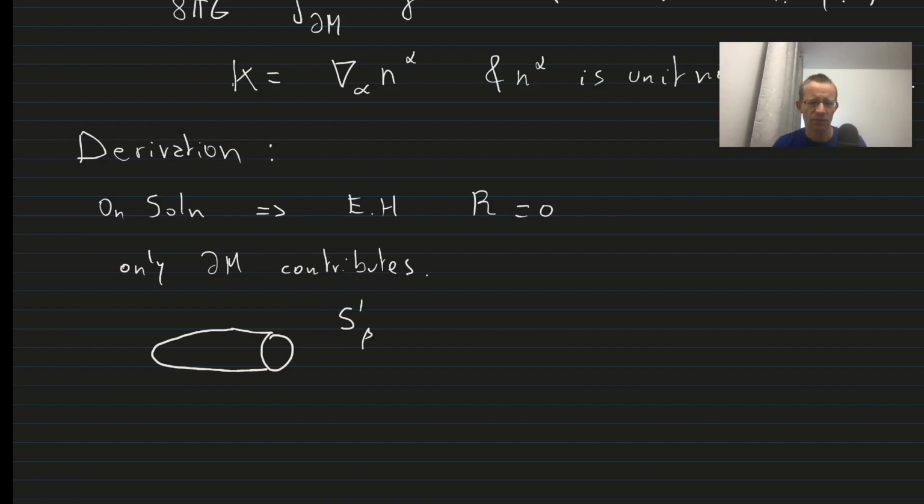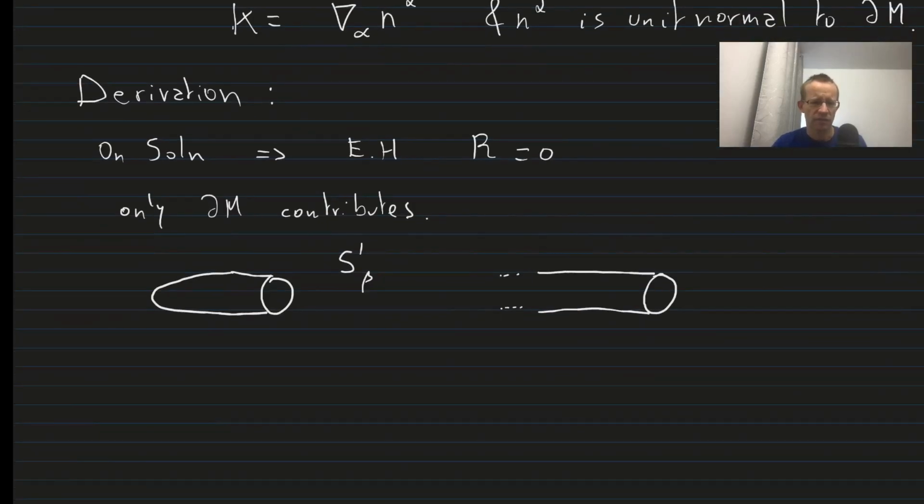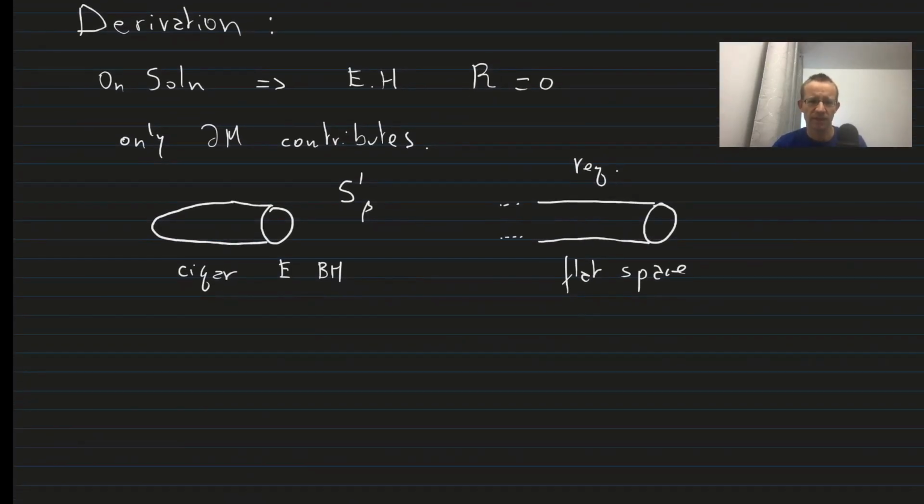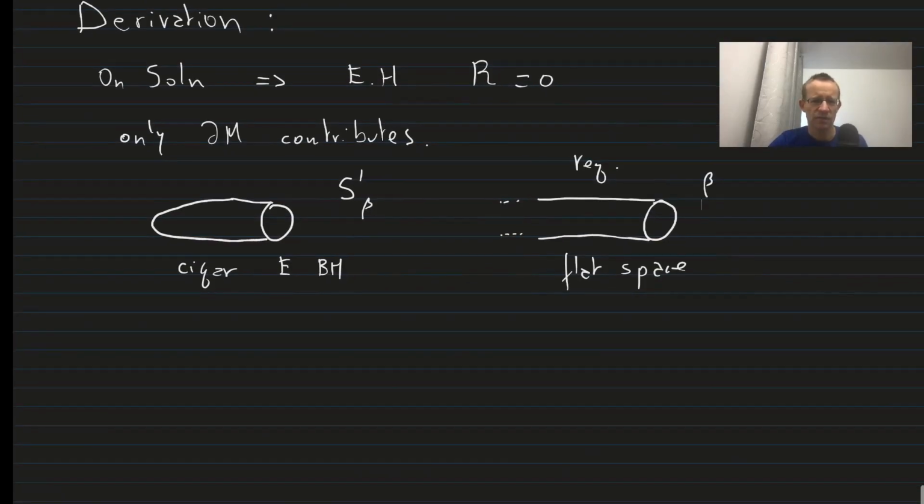Now, when we compute the boundary term, we'll get infinity, and we'll subtract a reference spacetime, which is nothing but flat spacetime. So if you wish, we're comparing the cigar geometry of the Euclidean black hole with a flat space geometry, which we use as a regularization. Of course, the flat space geometry is also compactified at the same temperature beta as the black hole in order to match the asymptotics.